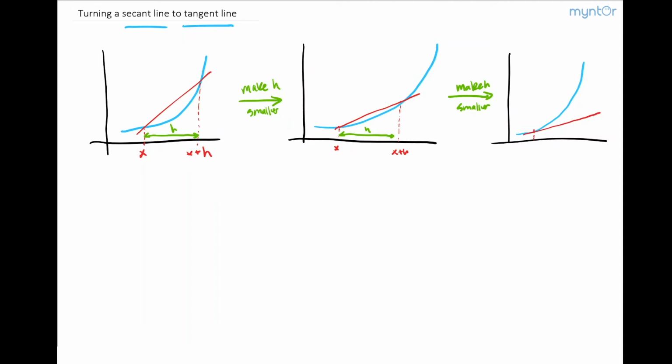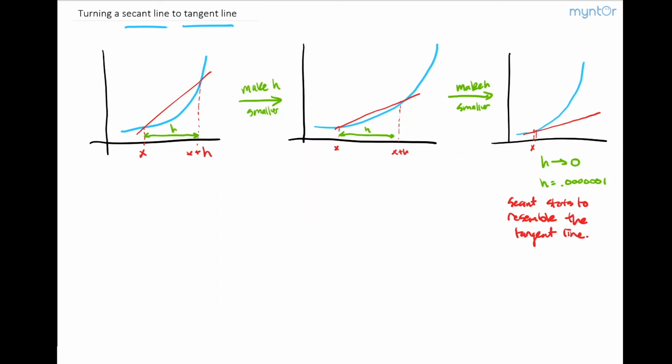And so this is, again, our point x right here, but x plus h is really, really close, where h is approaching 0. So it's not exactly 0. h might be equal to 0.000001. And at that point, the secant line starts to resemble the tangent line.